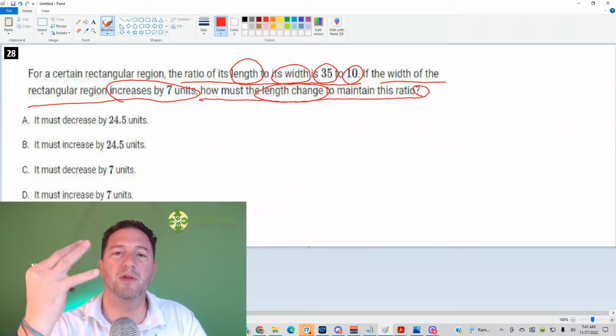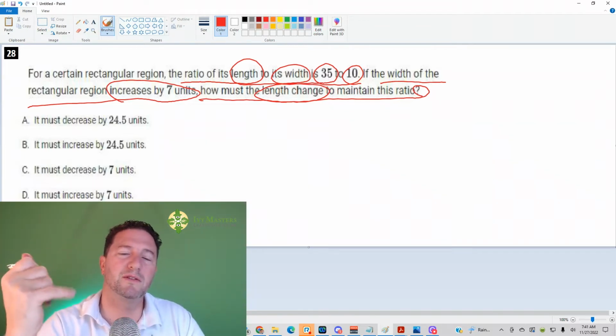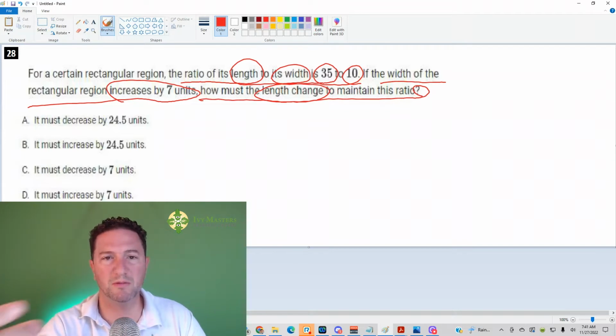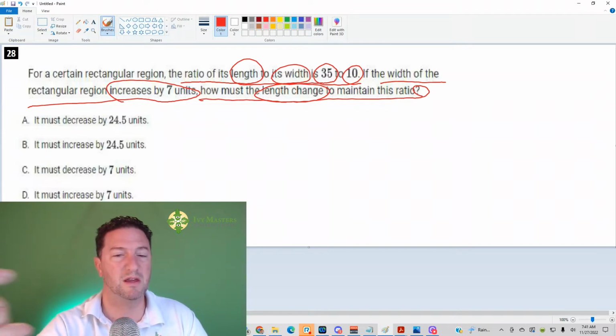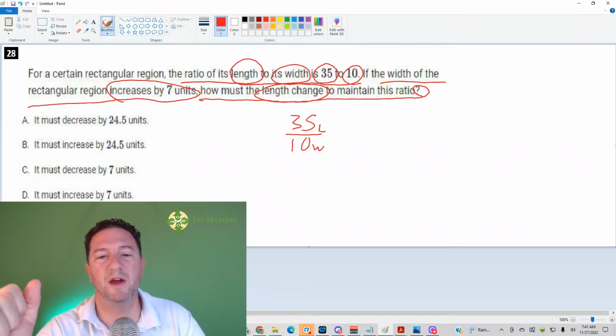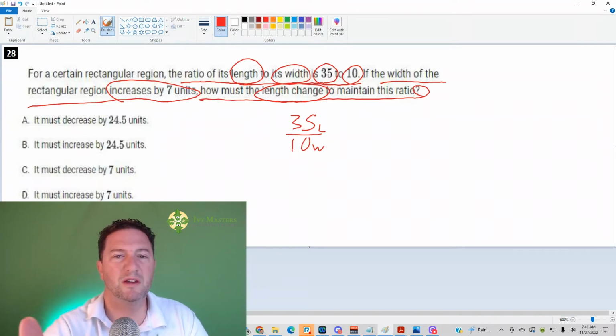Anytime you have 3 units, where 2 have the same relationship and the other has the same relationship with the one being asked about, then you've got to set up a proportion. So what do I mean by that? We've got length to width is 35 to 10. I'm going to put a little L here and a little W here. Keep in mind that they're not variables. It's just so I can situate myself.